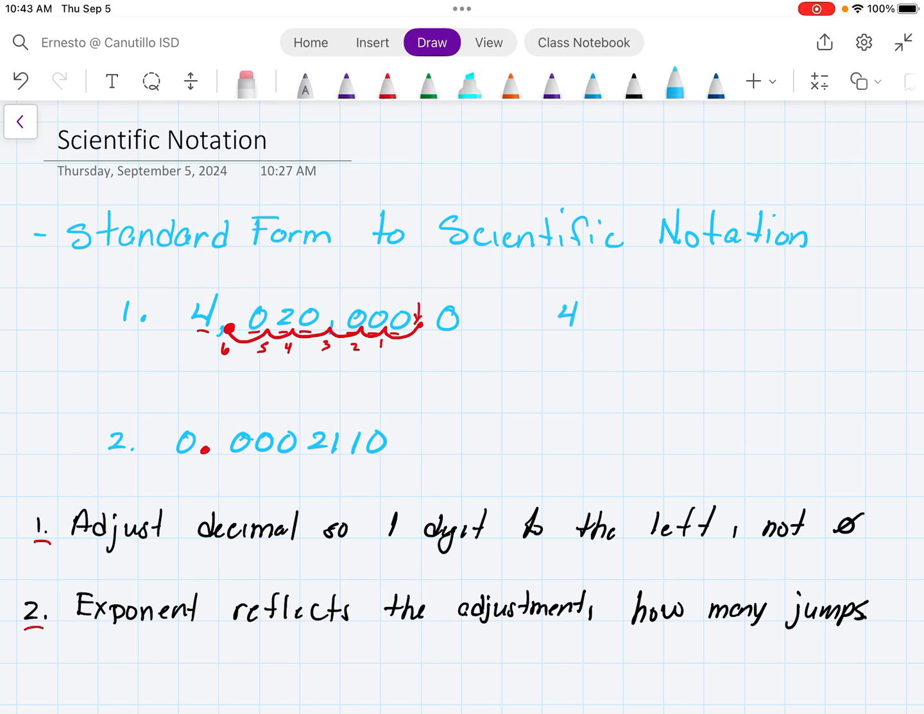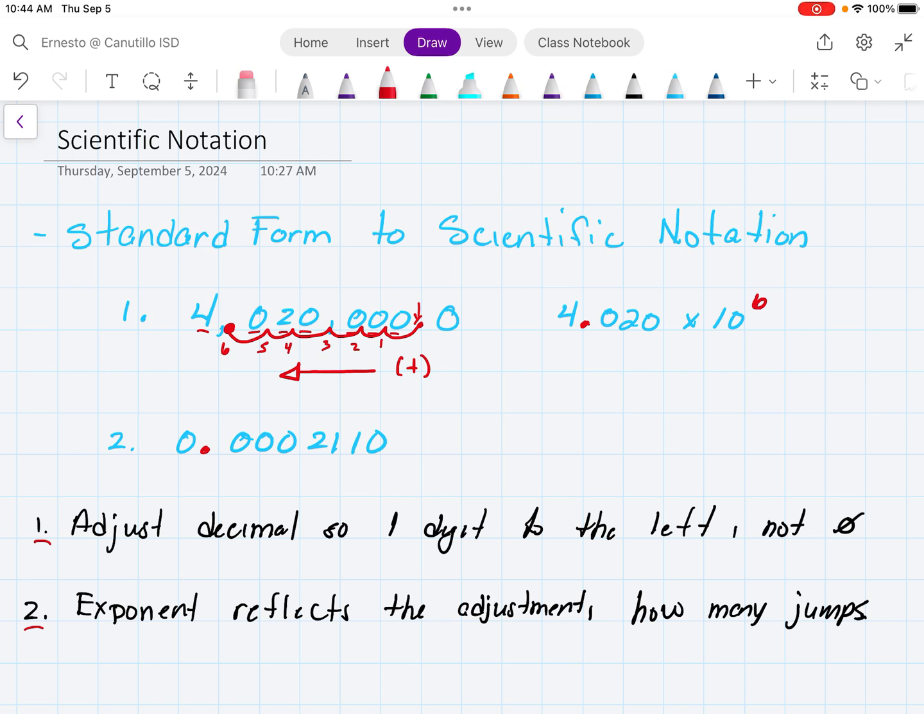I'm going to go ahead and put the 4.020. All the other zeros you don't have to add. Then I'm going to say, okay, so 4.20, because that's where my decimal place is now. And then I'm going to ask, how many times did I have to jump to get there? I had to jump it 6 times. Because I'm moving the decimal in this direction, my exponent is going to be positive. So you can see here that it's a positive exponent. And so that would be my number in scientific notation.